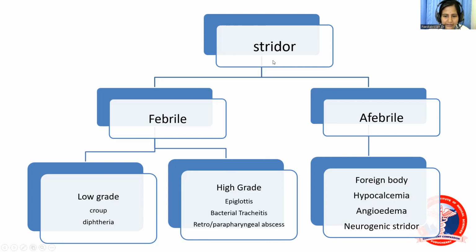And if the child has stridor with no fever, then you need to suspect what is the cause which leads to the stridor. It can be a foreign body. It can be hypocalcemia because of metabolic disorders. Low calcium will cause laryngospasm, so because of laryngospasm there will be upper airway narrowing, and it will cause stridor. And angioedema, the same thing. It can be due to allergy or any irritation of the upper airway, which leads to laryngospasm or a mucosal edema of the upper airway, which leads to narrowing of the upper airway and to stridor. And neurogenic stridor, which is a rare case. So this is how you need to approach the child with a stridor.